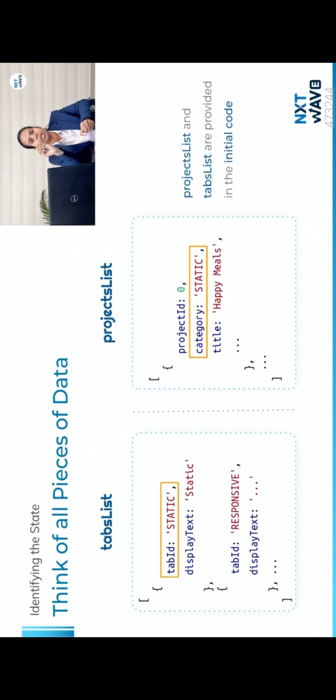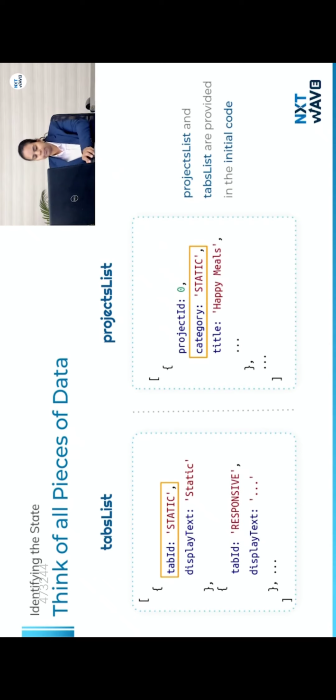You can see there, the Happy Meals project. There is a title Happy Meals, you can see there, right? That Happy Meals project is actually a static project. It belongs to the static category. In this way, in the projects list, the category to which each project belongs is being maintained. And then in the tabs list, we have the list of projects that need to be displayed. These are already provided in the initial code.